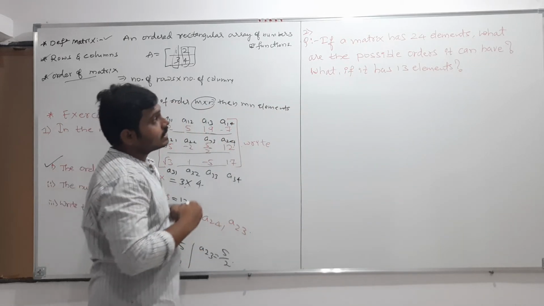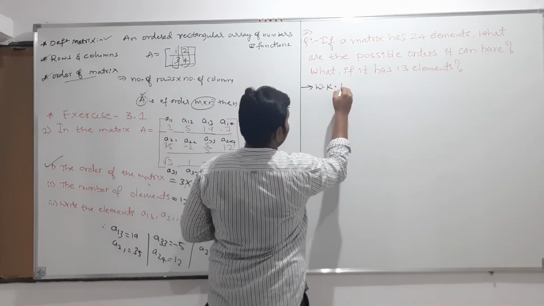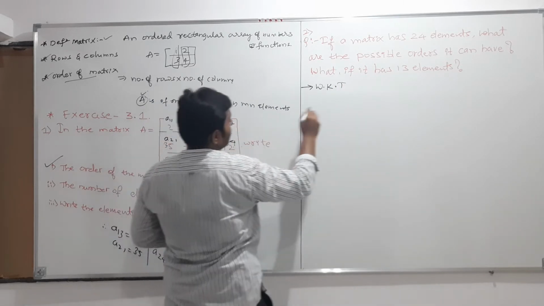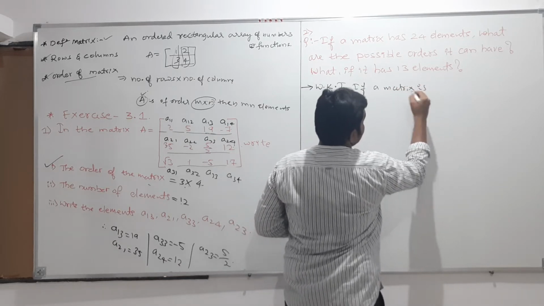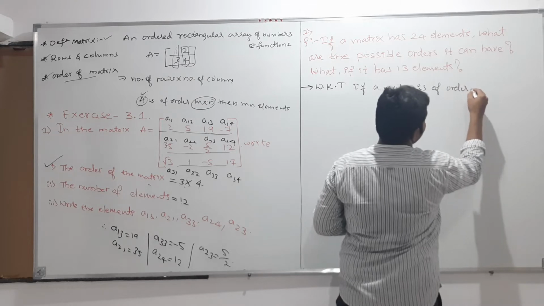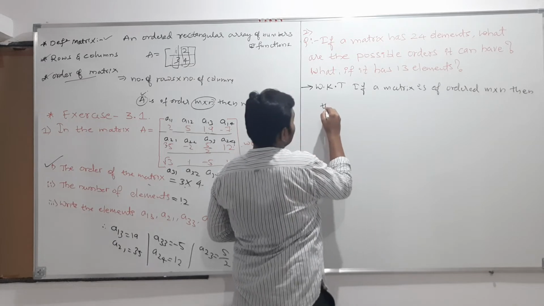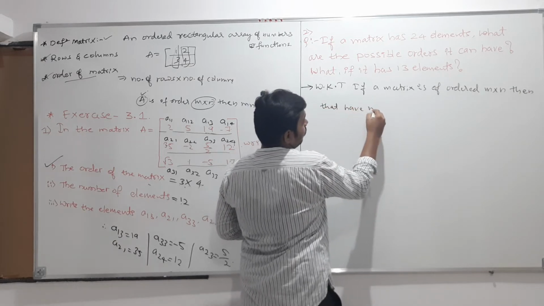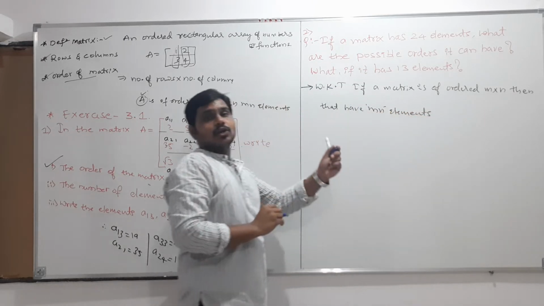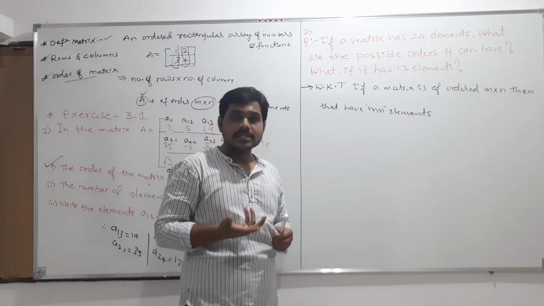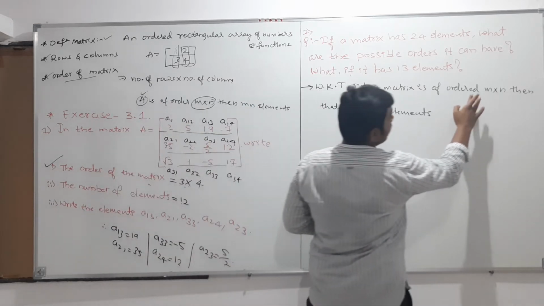So before studying this, I'll discuss one note. We know that if a matrix is of order m cross n, then that matrix has mn elements. So this is the note we discussed in the previous class.